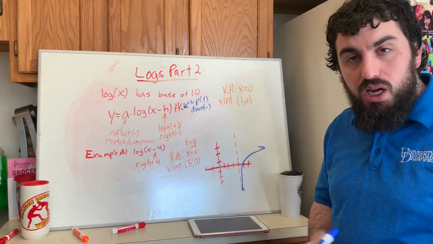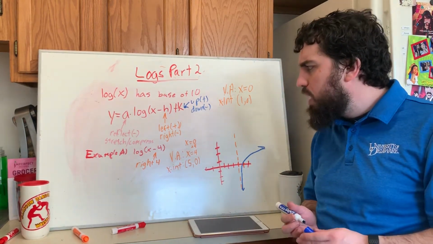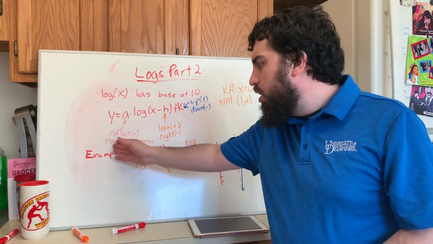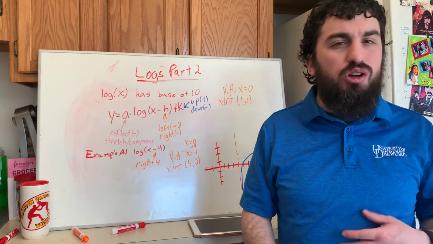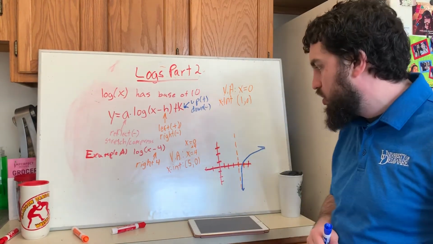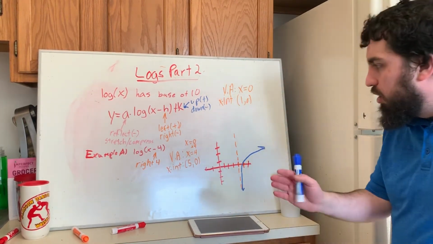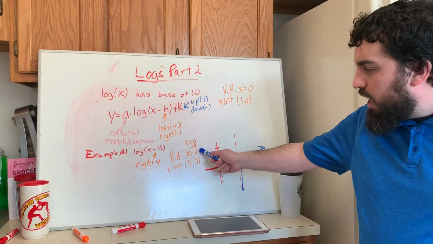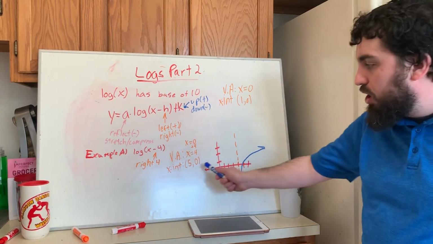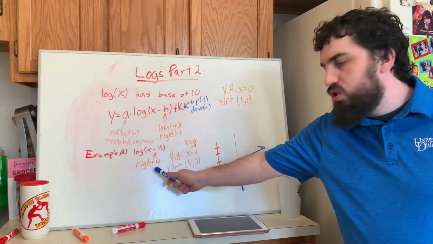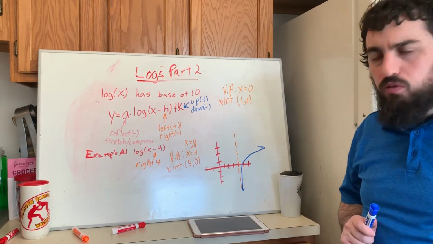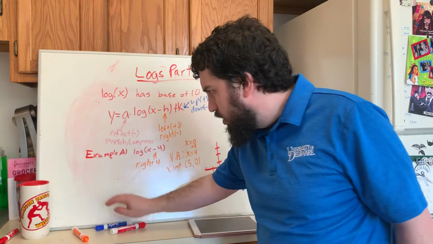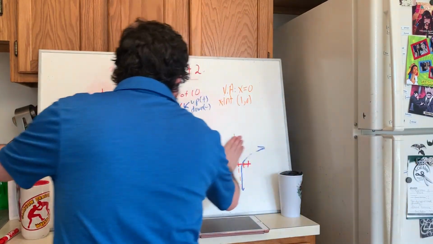So that's one example. I got 2 more for you. This way we can see what other things like stretches will look like, what moving up and down will look like, and what reflections will look like. But for right now, I moved my vertical asymptote and my x-intercept, because both of those can be affected by moving them to the right 4. Let's look at example B.